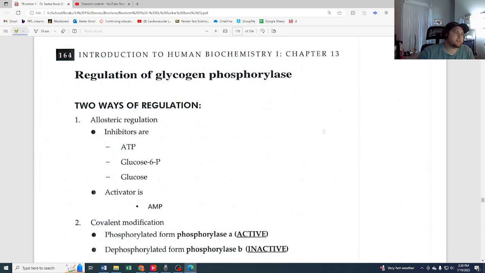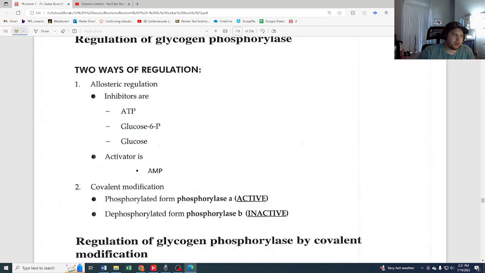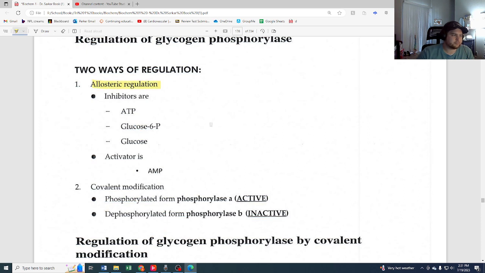Okay, now talking about the regulation of glycogen phosphorylase. There are two ways of regulation. First, allosteric regulation. The inhibitors are ATP, glucose 6-phosphate, or glucose: if any of these are present in large quantities, they inhibit glycogen phosphorylase, whose goal is to release more glucose. An activator is lots of AMP, meaning that our ATP has been depleted. And this is our allosteric regulation.